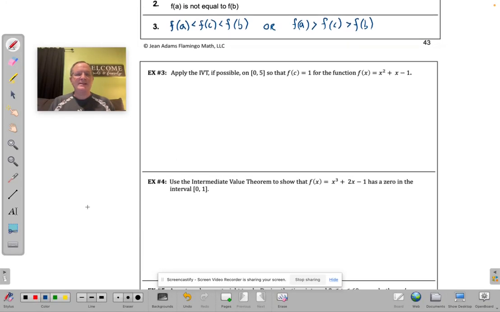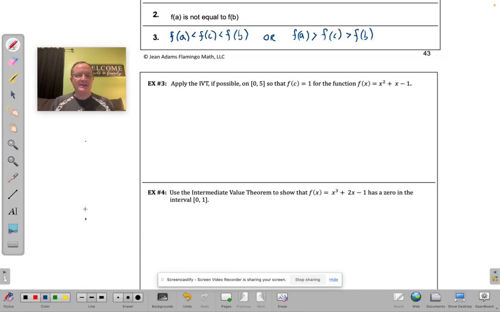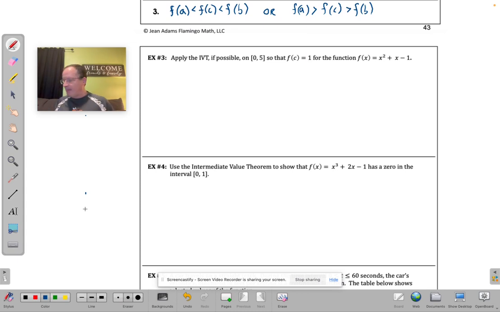So now let's use this on a couple of problems back to back here. Example 3: apply the intermediate value theorem, if possible, on 0 to 5 so that f of c is equal to 1. So there needs to be a 1 for a y value in between x's of 0 and 5. Okay, so let's do that.